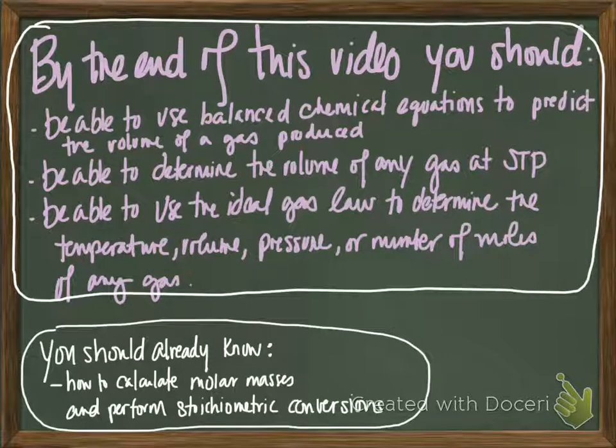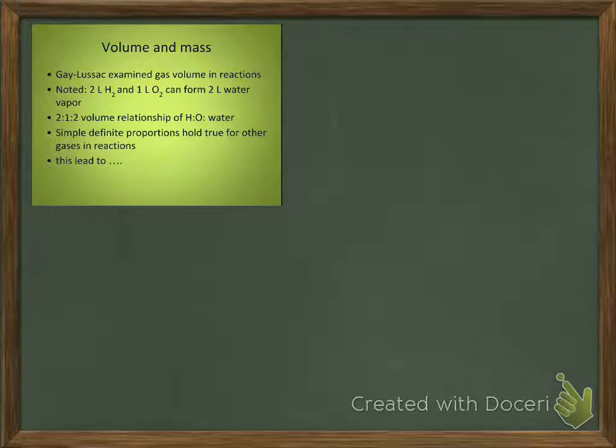Okay, let's go. During that whole golden era of quantitative chemistry in the 1700s, Gay-Lussac had been looking very carefully at gas volumes. Perhaps you'll recall that one of the gas laws was actually named for him. What he found was that when you took 2 liters of hydrogen and 1 liter of oxygen gas, you formed 2 liters of water vapor. 2 to 1 to 2. This volume relationship of hydrogen, oxygen, and water.